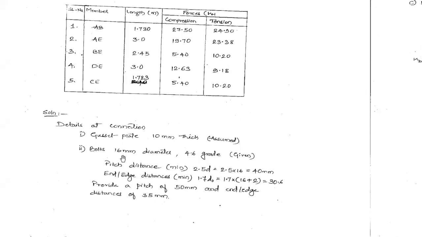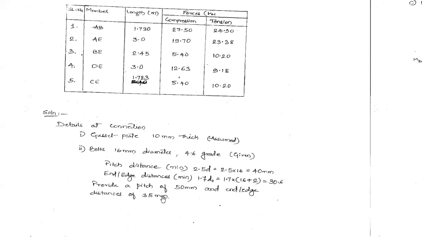And bolts, the pitch distance. What should be the pitch distance for the bolts? The minimum pitch distance is 2.5 times the diameter of the bolt. Okay, so that comes out to be 40. End and edge distances are 1.7 times d naught. You have two criteria, 1.5 d naught and 1.7 d naught. Okay, so I have adopted 1.7 d naught, and the minimum end and edge distance is 30.6.